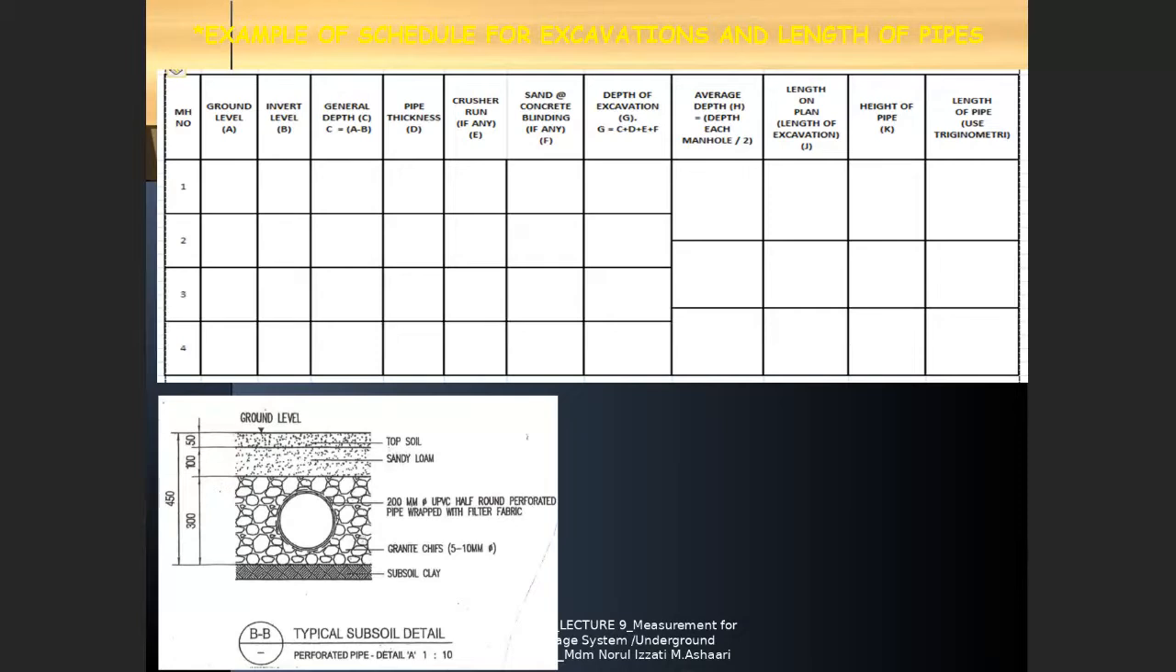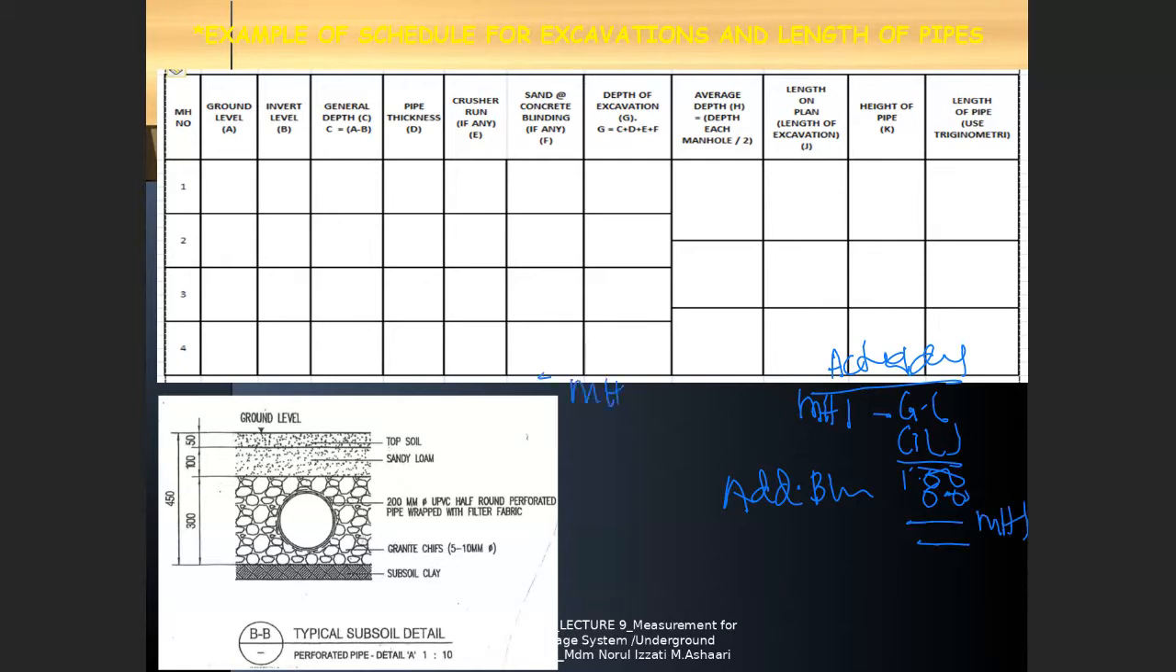Okay, I think there are also students who love to prepare actual depth. So you write down here actual depth, MH1. You write down ground level, and then after that you deduct invert level, you get the depth, let's say 1 meter. Then you add blinding 0.05, you get the MH1. After that, you prepare again MH2 in the vertical way. But then if you do it this way, you did not see the category easily.